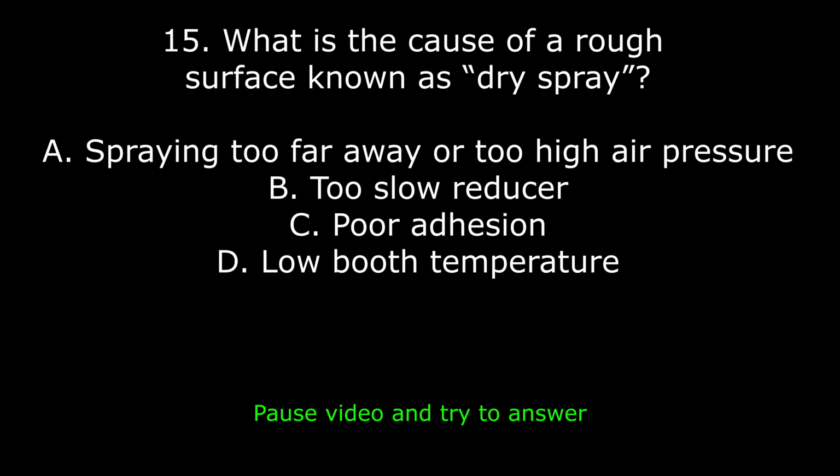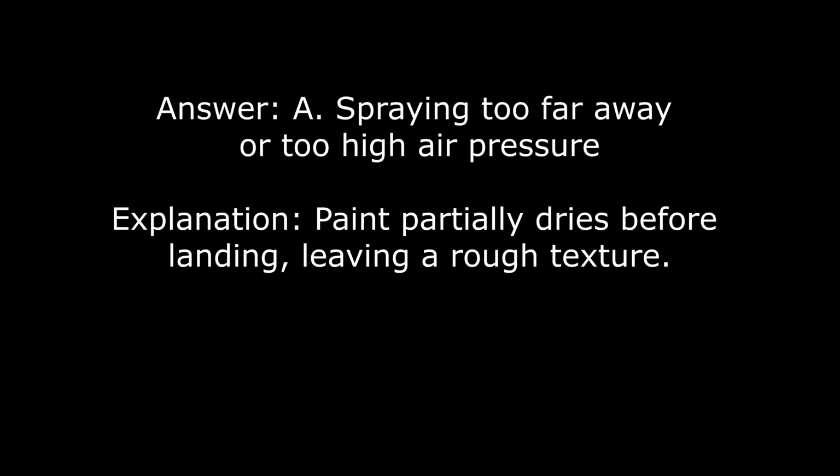15. What is the cause of a rough surface known as dry spray? A. Spraying too far away or too high air pressure. B. Too slow reducer. C. Poor adhesion. D. Low booth temperature. Answer: A. Spraying too far away or too high air pressure. Explanation: paint partially dries before landing, leaving a rough texture.